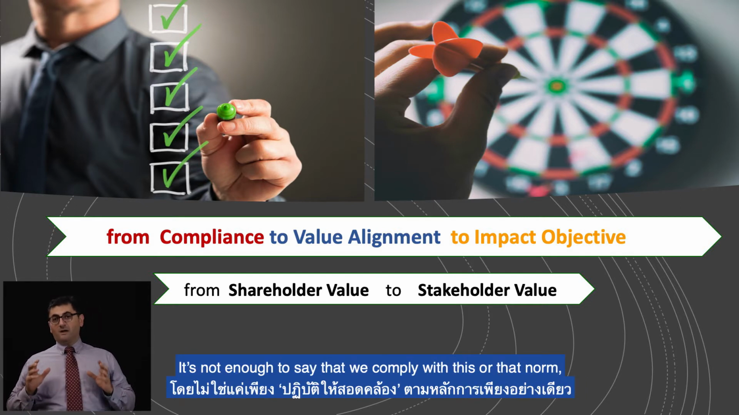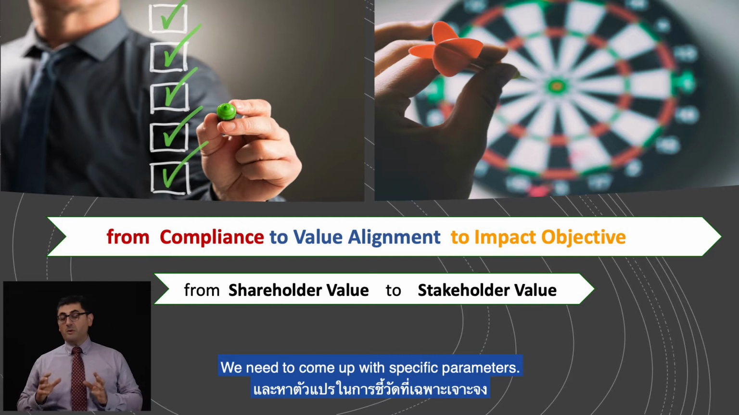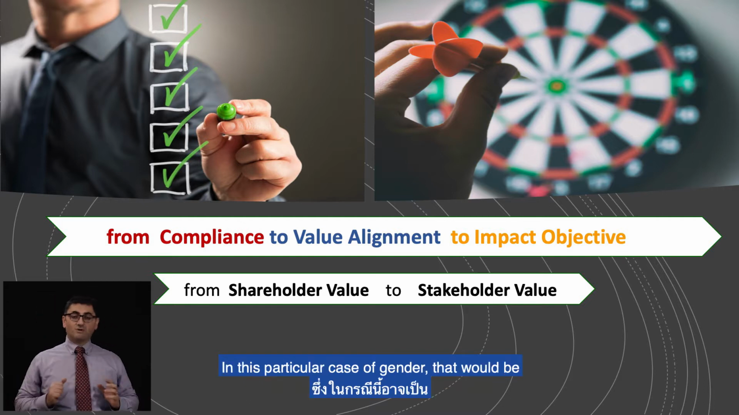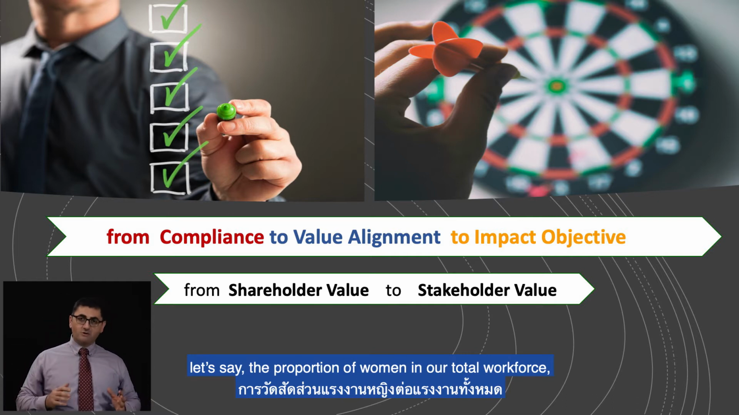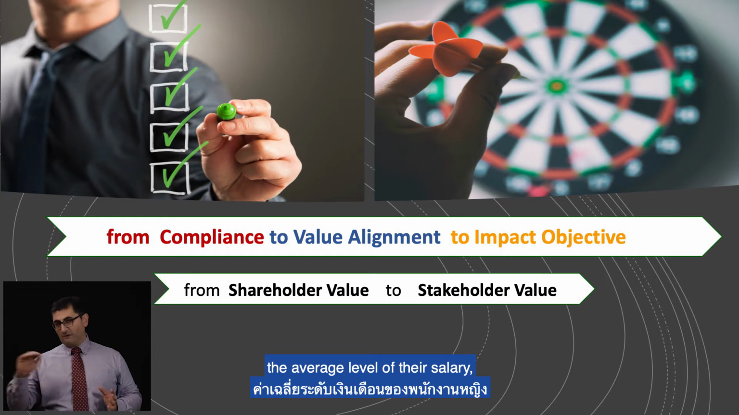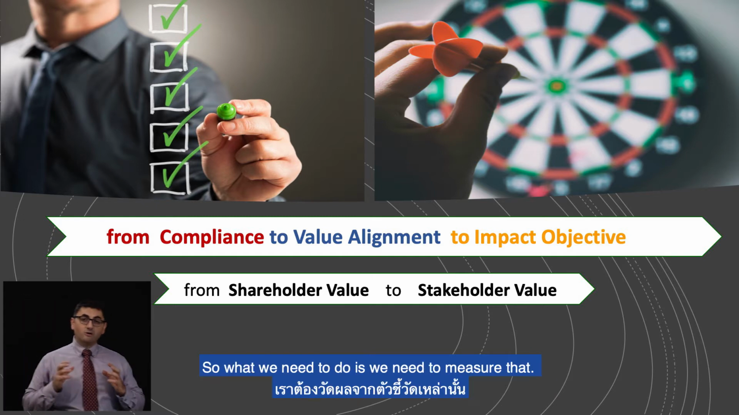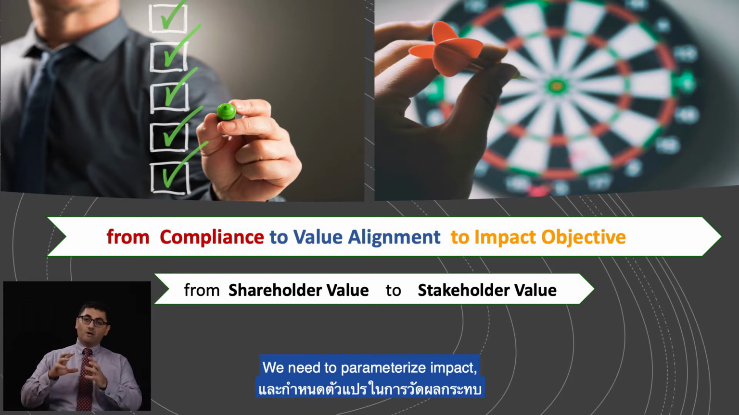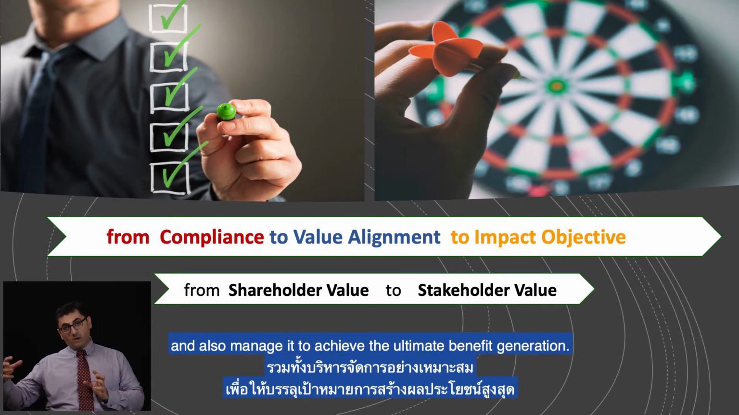It's not enough to say that we comply with this or that norm, for example on gender discrimination. What we need to do is measure. We need to come up with specific parameters. In this particular case of gender, that would be, let's say, the proportion of women in our total workforce, the average level of their salaries, access to healthcare or childcare resources, etc. So we need to measure that, parameterize the impact and monitor our progress towards it, and then also manage it to achieve the ultimate benefit generation.